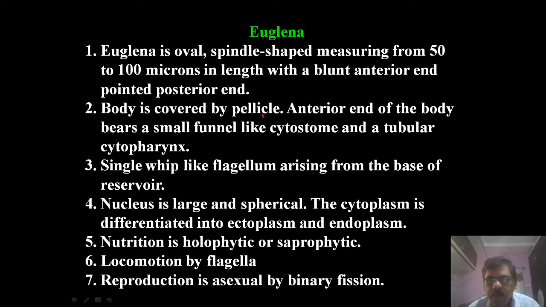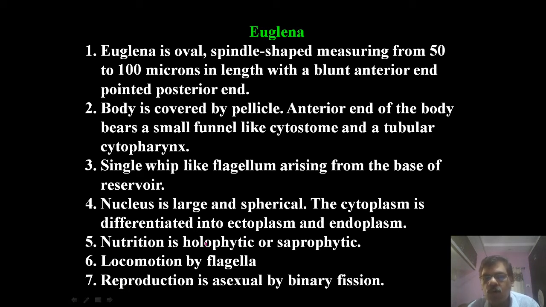Euglena is oval, spindle shape measuring from 50 to 100 microns in length with a blunt anterior end, and the posterior end is pointed. The body is covered with the help of the pellicle. Anterior end of the body bears a small funnel-like cytostome and tubular cytopharynx. Single whip-like flagellum arising from the base of the reservoir. Nucleus is large and spherical, and cytoplasm is divided into two parts, ectoplasm and endoplasm.